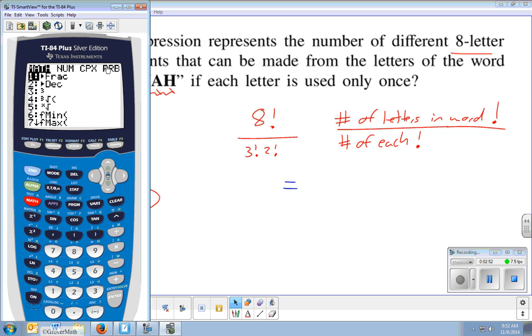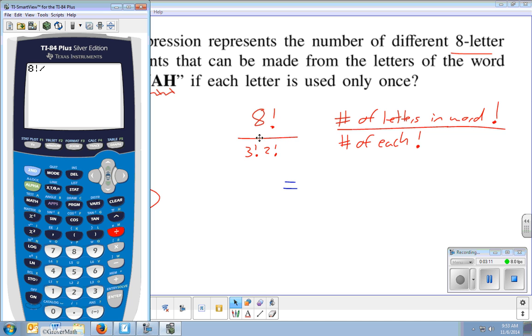And then we need to get over to the probability folder, and we could do that in one of 2 ways. We could go to the right 3 times, or you could go to the left once, and it kind of jumps to that. So if I just hit the left key, it automatically jumps to probability. And the factorial symbol is number 4. So that's 8 factorial divided by, don't forget the division here.